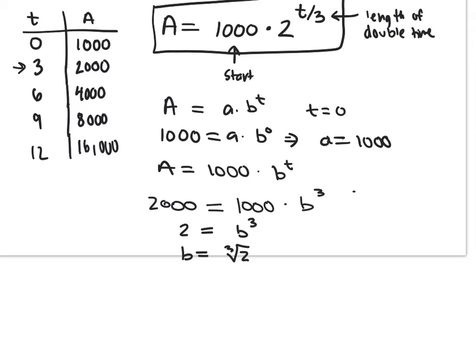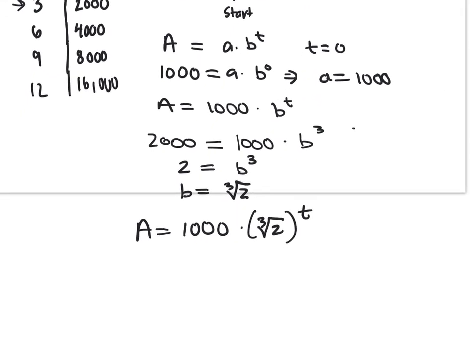Okay, that's the same thing as the equation a equals 1,000 times the cube root of 2 to the t power. Okay, there's your equation. And the question is how does that match what we had before? What is an alternative way to express the cube root of 2 as 2 to a power? 2 to the 1/3, exactly.